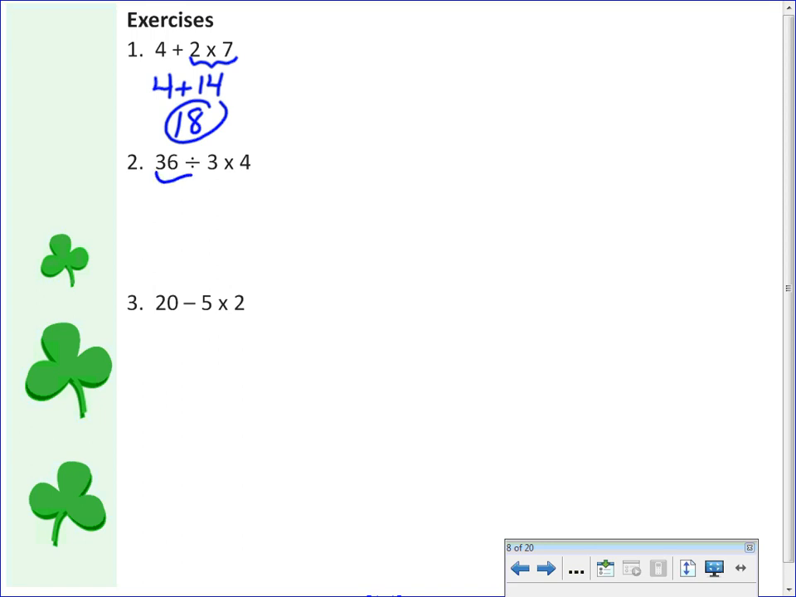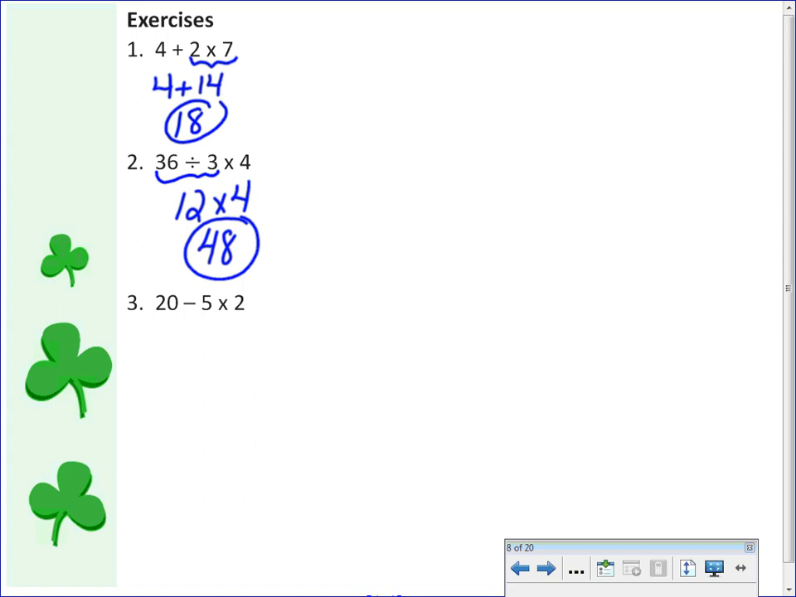We have multiplication and division in example 2. But the rules say whichever comes first from left to right. So 36 divided by 3 is 12. Bring down the times 4. 12 times 4 is 48.